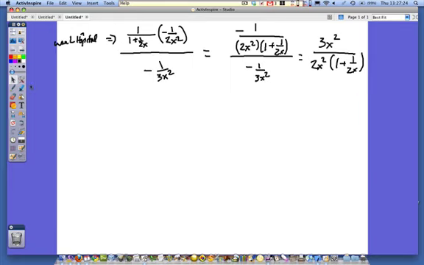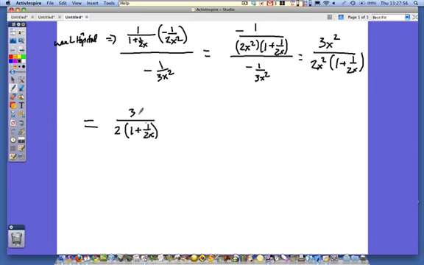Okay, so I got rid of that. And now I can simplify a little bit more. That's not right. Let me get rid of that. There. Okay. The x squareds will cancel. So all I'm left with is 3 over 2 times 1 plus 1 over 2x.